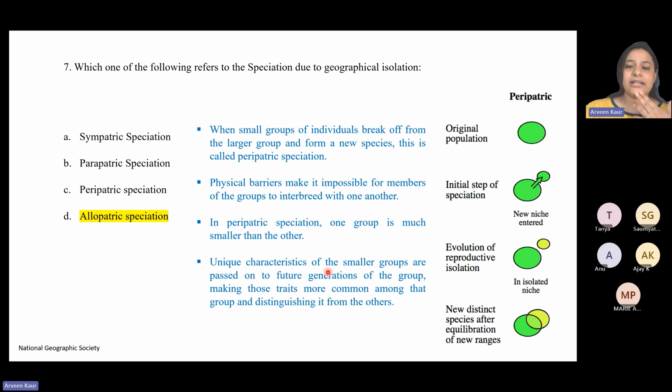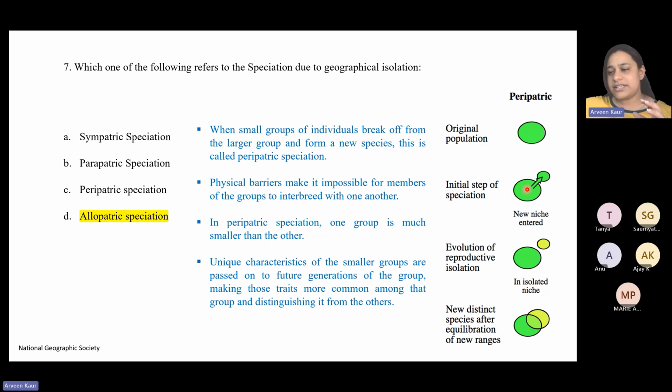Okay. Unique characteristics of smaller groups are passed on to future generations of the group, making those traits more common among the group and distinguishing it from others. For example, in peripatric speciation, there was an original population that was present. A small population got separated out. For example, if there was an island and a break happened, if again it was a 100-acre island, 5 acres broke off, right? In these 5 acres, there were only a few individuals present.